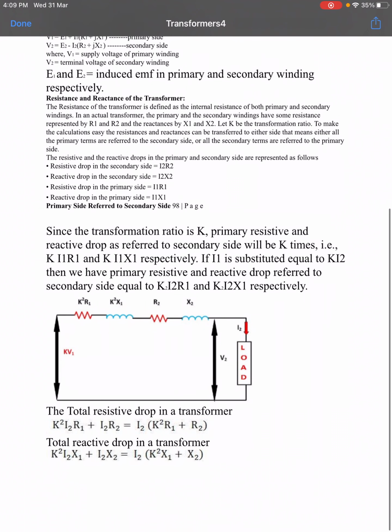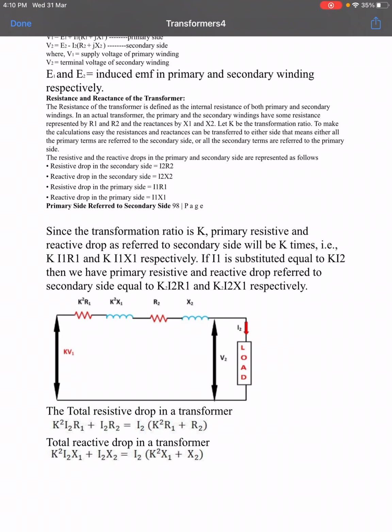Here the total resistive drop in a transformer is K square I2 R1 plus I2 R2, that is equal to I2 times (K square R1 plus R2). Total reactive drop in a transformer is K square I2 X1 plus I2 X2, that is equal to I2 times (K square X1 plus X2). Here we have the total resistive drop as well as the total reactive drop.